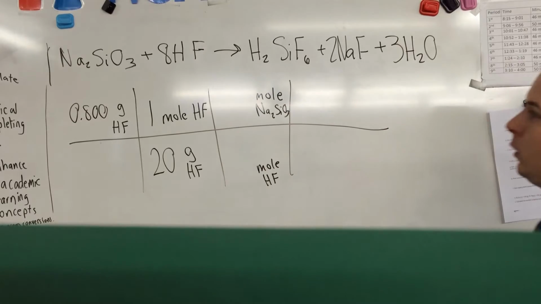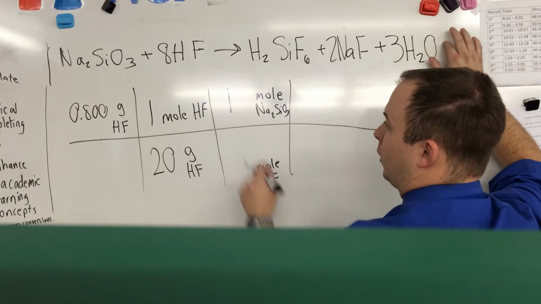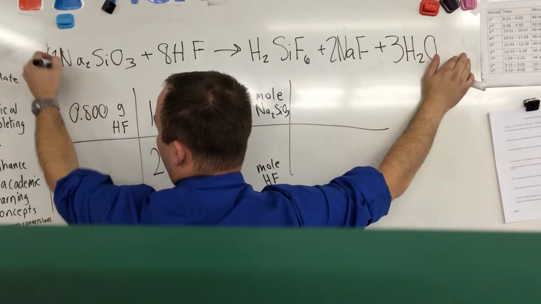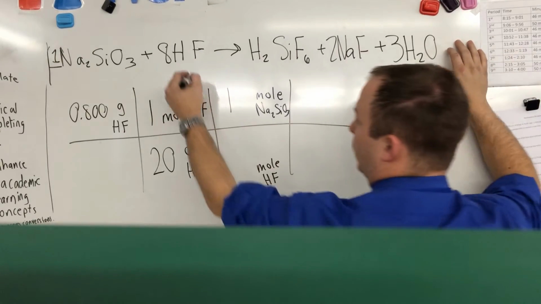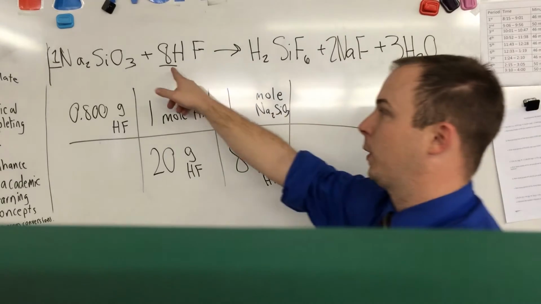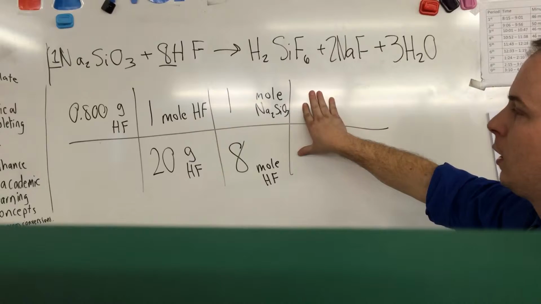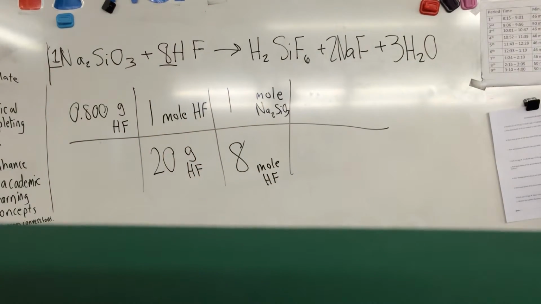okay? And if we look at our equations over here up top, for sodium silicate, we're going to have 1, because if you look right here, there's nothing, but we assume it to be a 1, and if we look at hydrofluoric acid right here, there would be an 8, if you look at the balanced chemical equation. Now, if we stopped here, this would give us how many moles would react with 0.8 grams of hydrofluoric acid. That's not what we want. We want how many grams of sodium silicate, not how many moles.